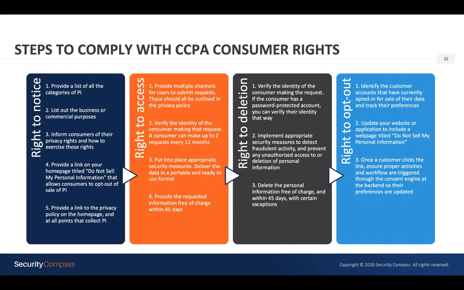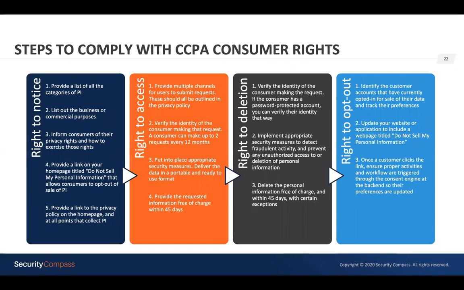The second right is the right to access data. When responding to access requests, make sure to provide multiple channels for users to submit their requests for access, deletion, and exercise of other rights. All of these channels and ways to contact the privacy office should be outlined in your company's privacy policy. Be sure to verify the identity of the consumer that's making the request.